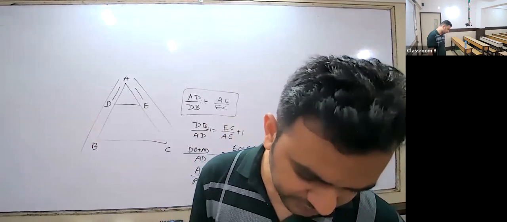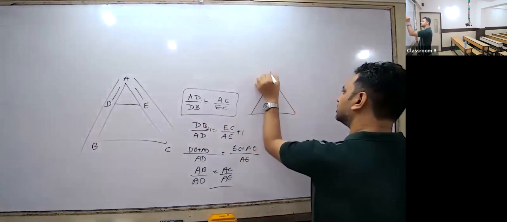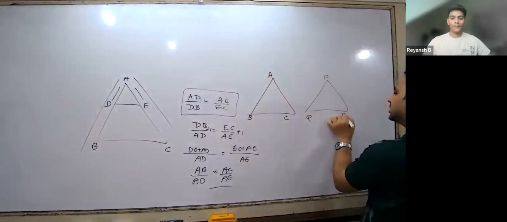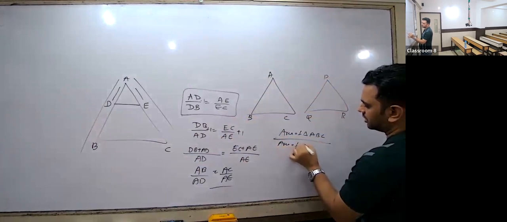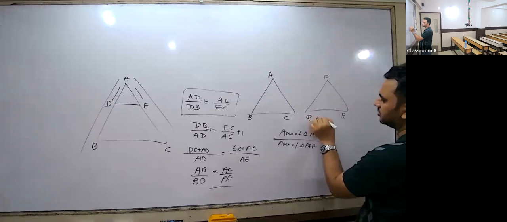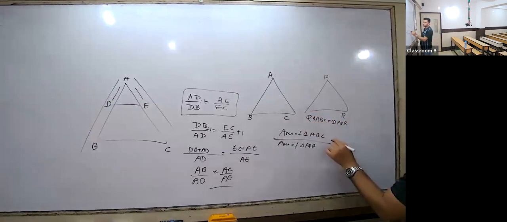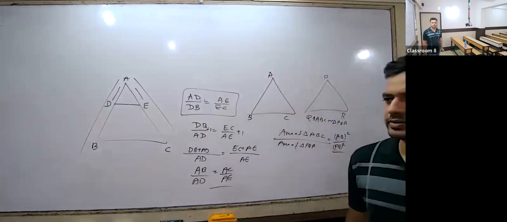So directly we'll start with this: if two triangles are similar, let's say ABC and PQR, then the ratio of their areas, that means area of triangle ABC divided by area of triangle PQR, when ABC is similar to triangle PQR, will be the square of the ratio of the sides. So we can take any sides, AB square by PQ square. Got it? Okay, clear?